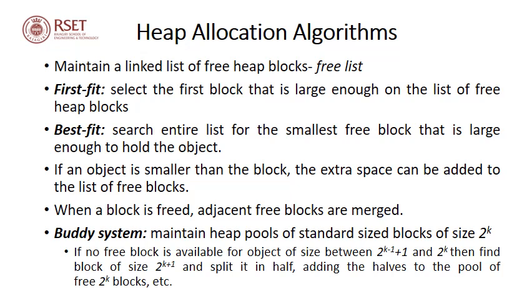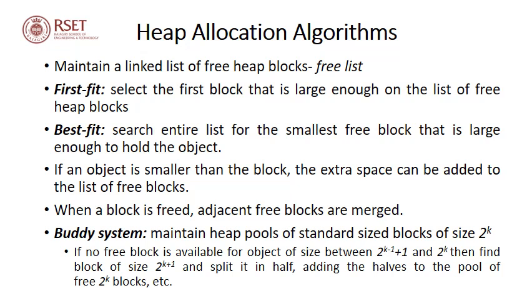The first fit algorithm selects the first block that is large enough on the list of free heap blocks. The best fit algorithm searches the entire list for the smallest free block that is large enough to hold the object. If an object is smaller than the block, the extra space can be added to the list of free blocks. When a block is freed, adjacent free blocks are merged.